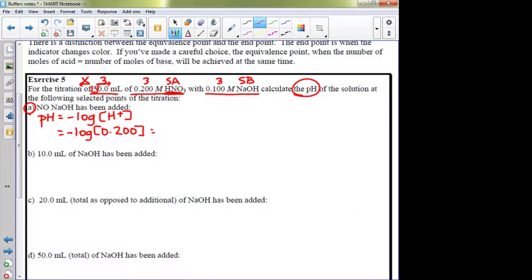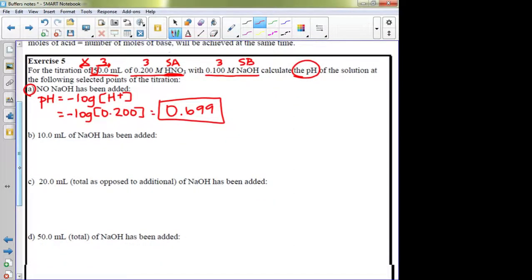So, opposite of the log of 0.2 is what? 0.7. I would be okay with 0.7002, not really a big deal. So I would say this is pretty what? Acidic. It's very acidic. Remember, anything less than 7 is considered acidic, and that's getting real close to 0. So this is very acidic.